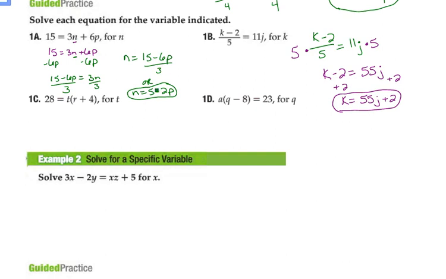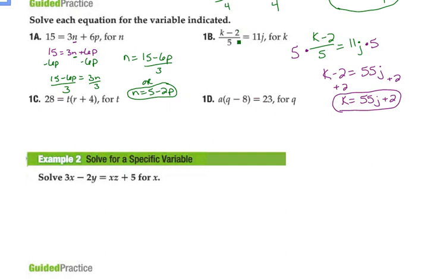15 divided by 3 is 5. Negative 6 divided by 3 is negative 2. The only way you can do that is if both of these numbers have a factor of 3 in common. So best answer for 1A is n equals 5 minus 2p.